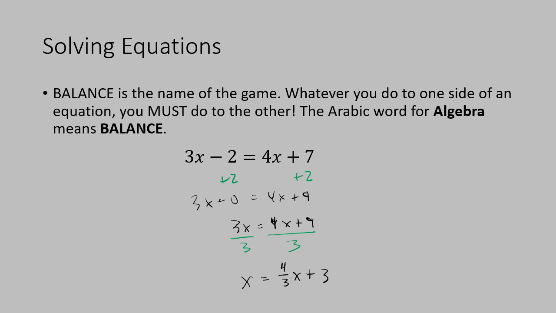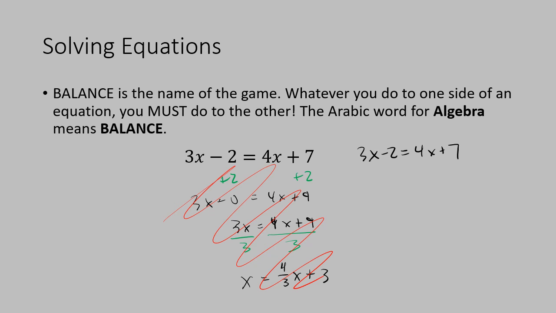So you can also combine like terms within an equation. The only thing we have to do is get, and this is often called, get all the x terms on one side, or combine all the x's. So let's look at that. So this is valid, like you can do this, but the first thing you should do is get all the x's together. Okay, so if we look at this, 3x minus 2 equals 4x plus 7.